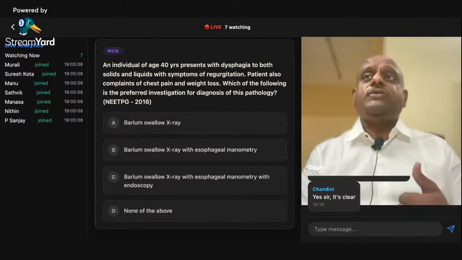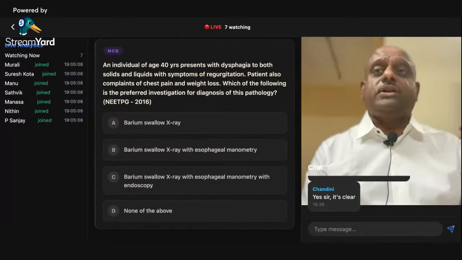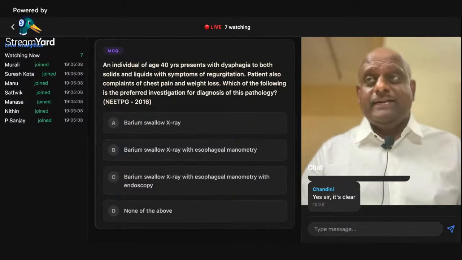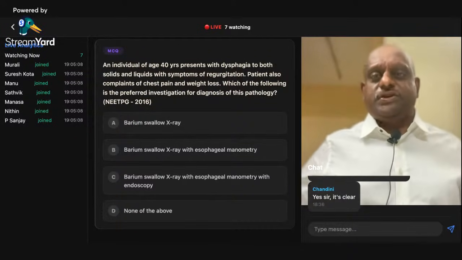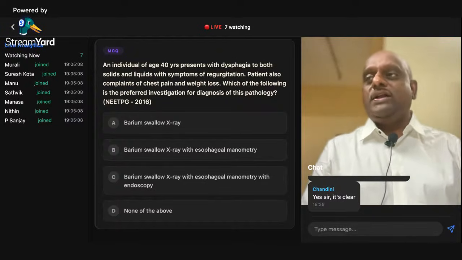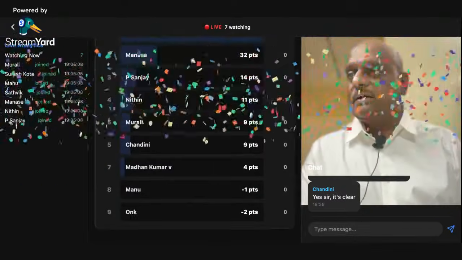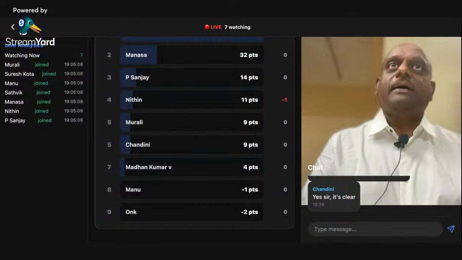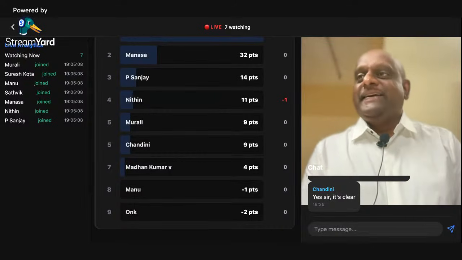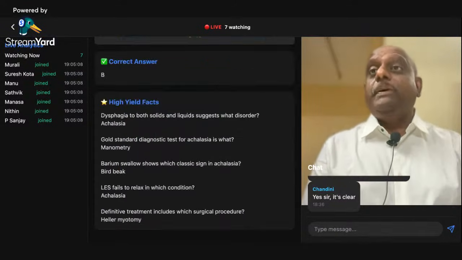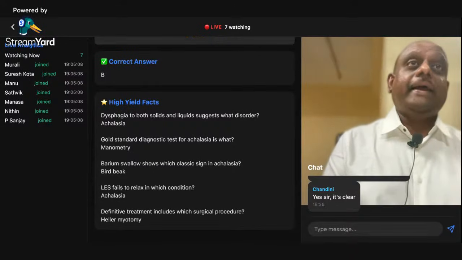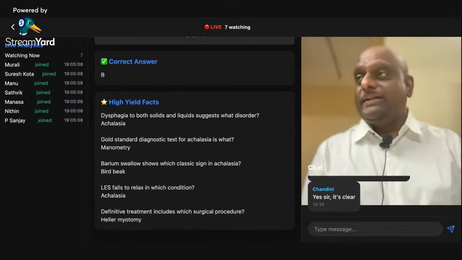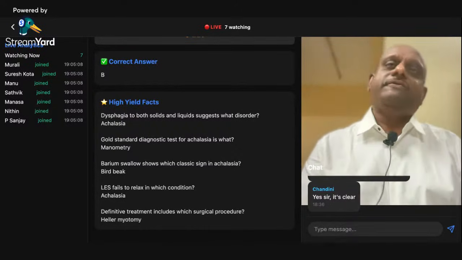An individual of the age 40 years presents with dysphagia for both solids and liquids. And there's a chest pain, there's a weight loss. What is the preferred investigation to identify the pathology, doctor? So we need to do barium swallow, and manometry is considered to be the gold standard for the diagnosis of achalasia.